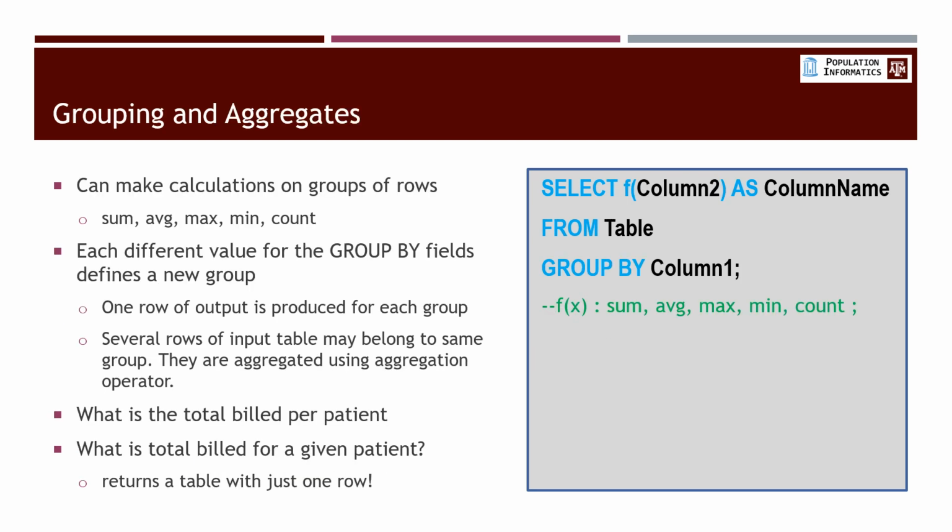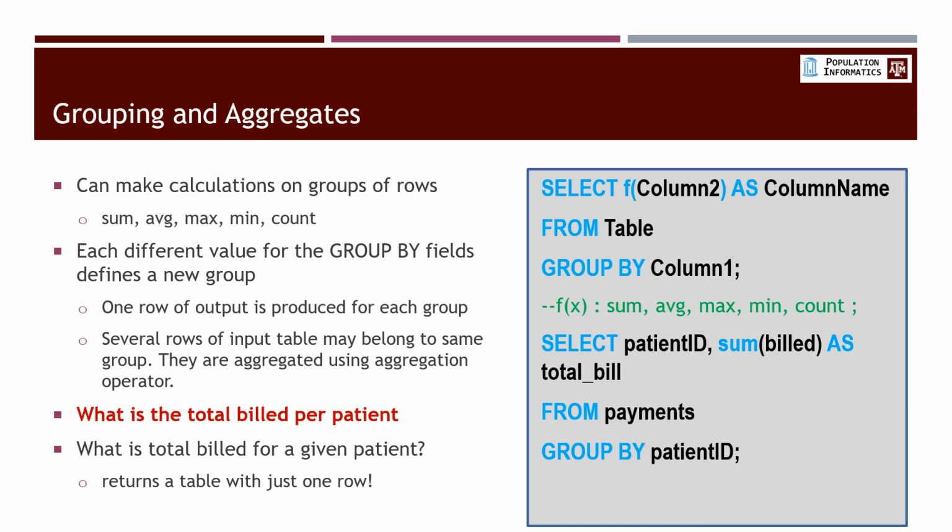The group by statement can make calculations on groups of rows into one row. For example, summing, averaging, taking the max min, or counting how many rows in the group. Each different value of the group by fields defines a new group. And in the output table, there is one row that is produced per each group. Thus, when several rows of the input table belong to the same group, they are aggregated using the aggregation operator specified on the variable.